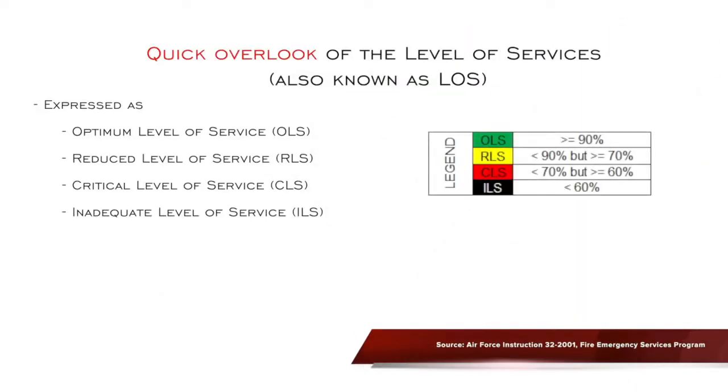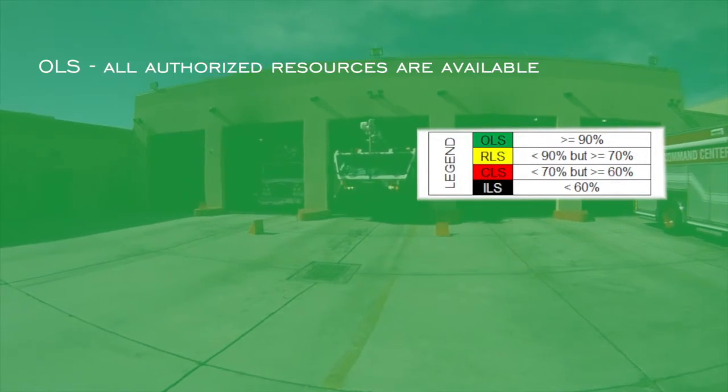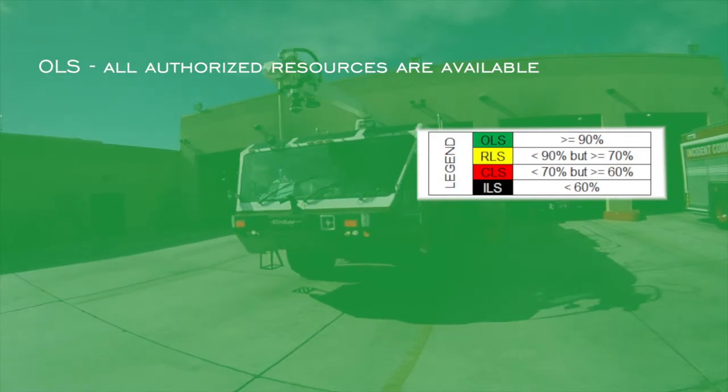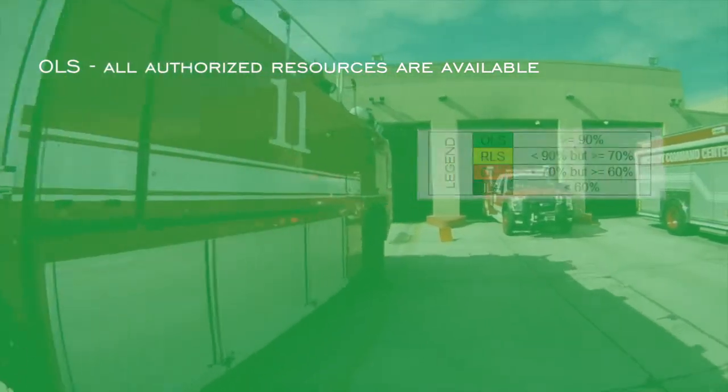The ERC is expressed as Optimum Level of Service, OLS, Reduced Level of Service, RLS, Critical Level of Service, CLS, and Inadequate Level of Service, known as ILS. Optimum Level of Service is when all authorized resources are available for emergency response within the response time standards.